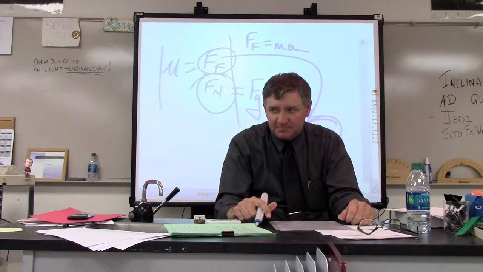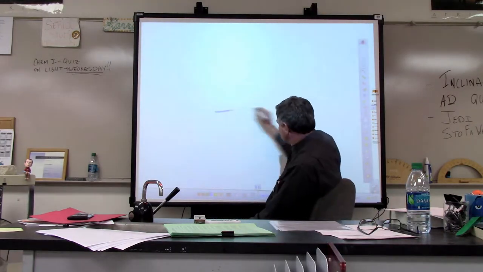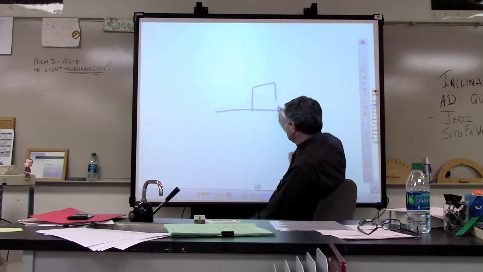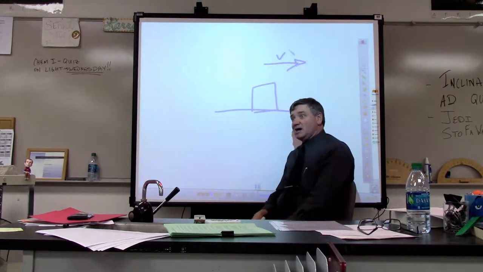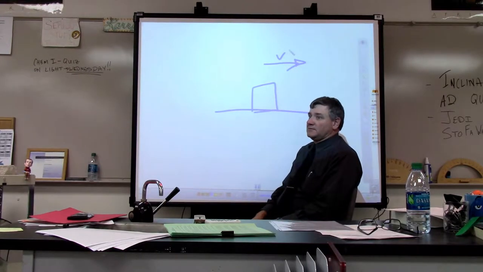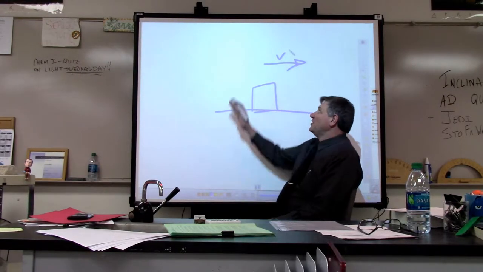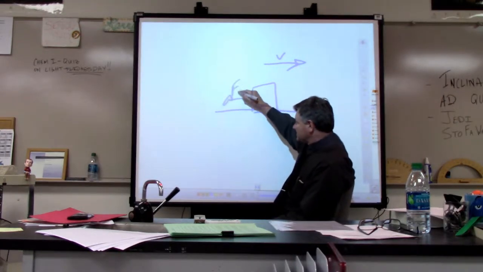Mara, what's one of them? Okay, so here's my block, car, whatever it is. Let's say we're going this way. There's the direction of my velocity. Which direction is friction going to act? Don't make this difficult. The block's going this way. Which direction is friction going to act? Yeah, okay, so I've got some force friction.